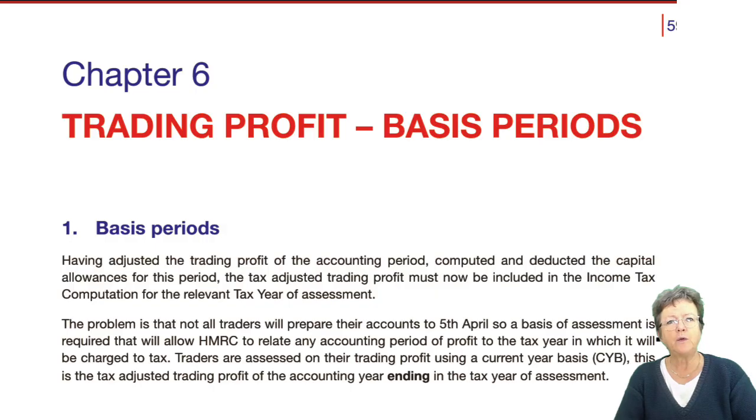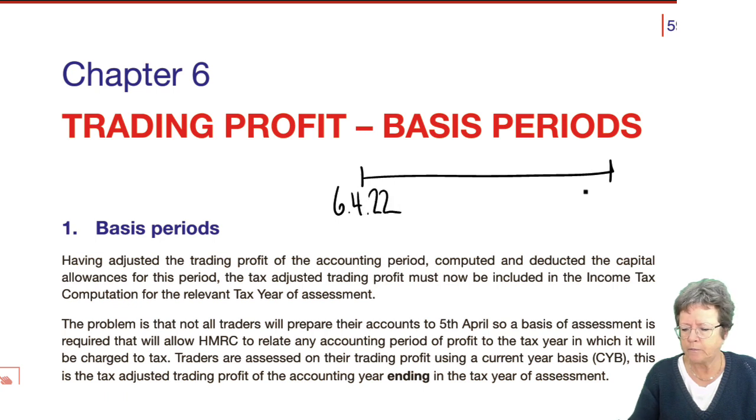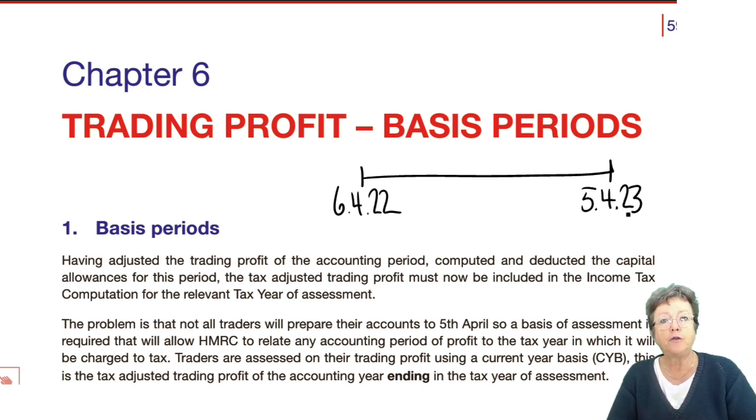This chapter deals with a special set of rules that the Revenue have put into place to decide when and how sole trader profits are going to be taxed in each particular tax year. So the tax year that we are dealing with is 22-23. It runs from the 6th of April 22 to the 5th of April 23.